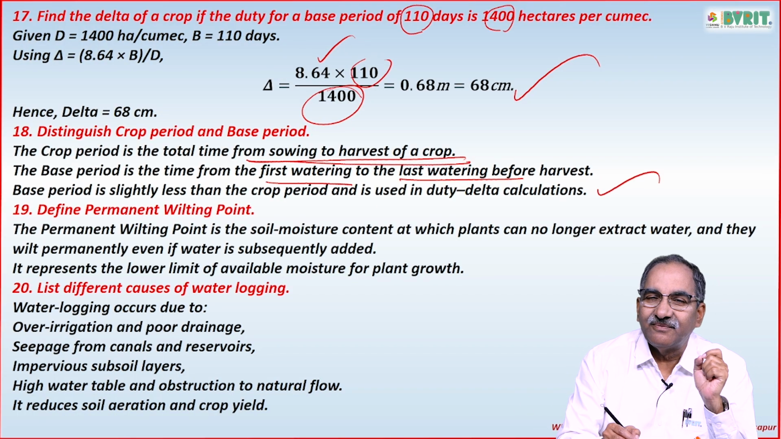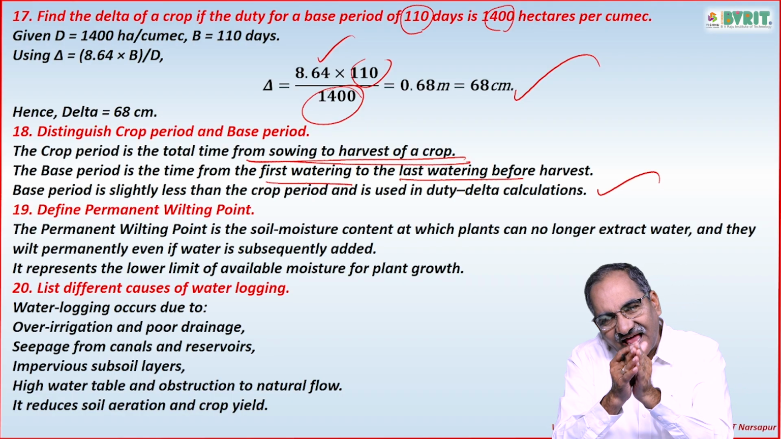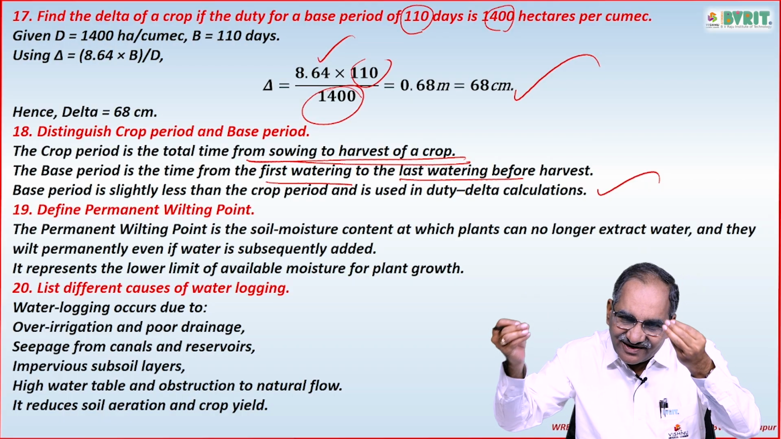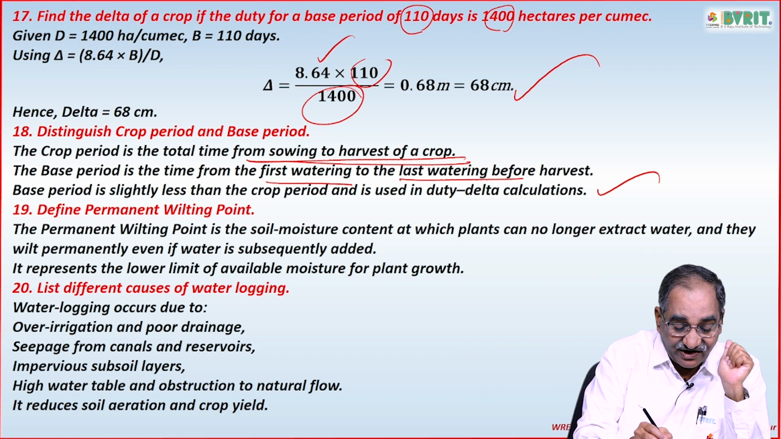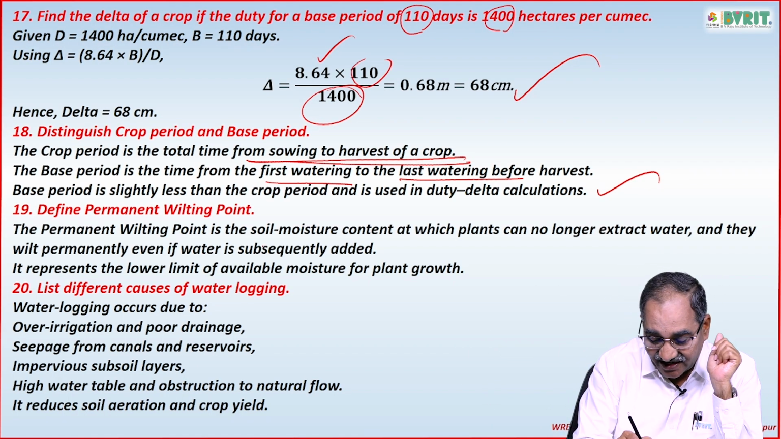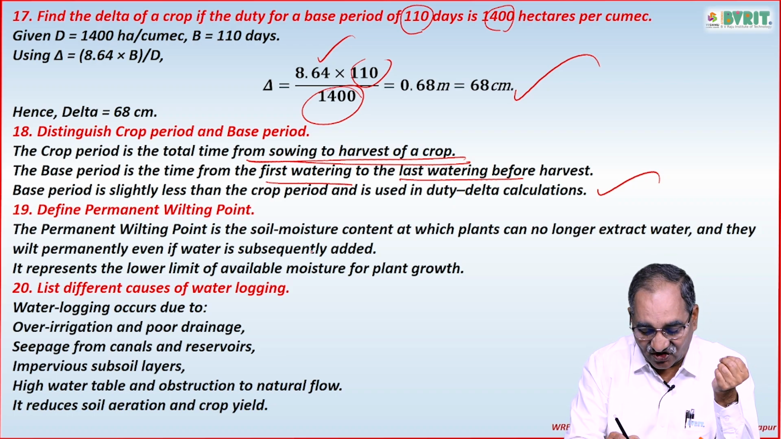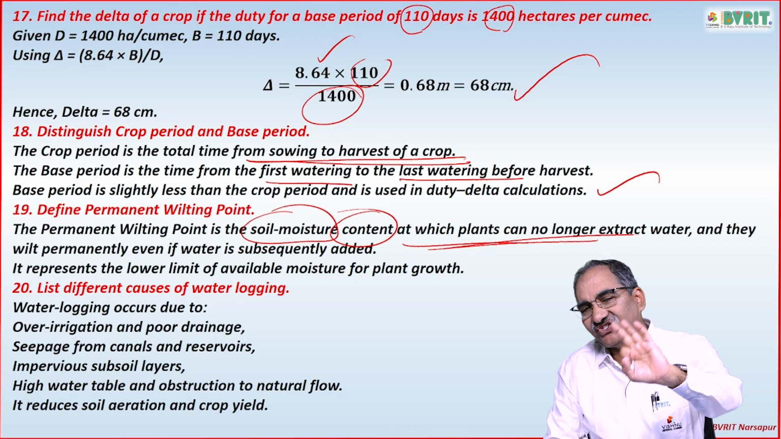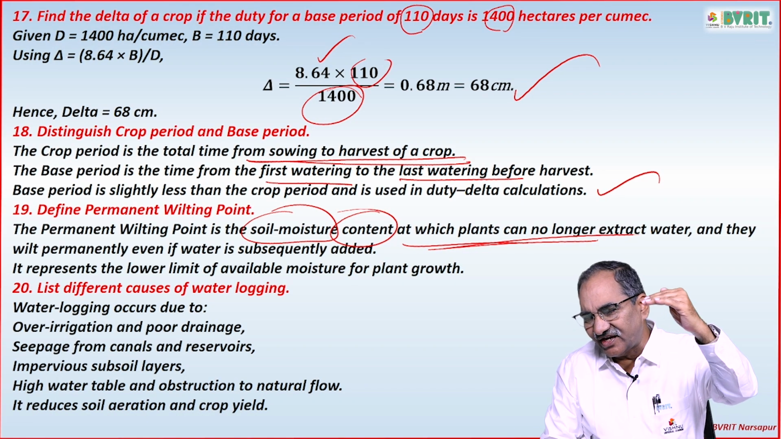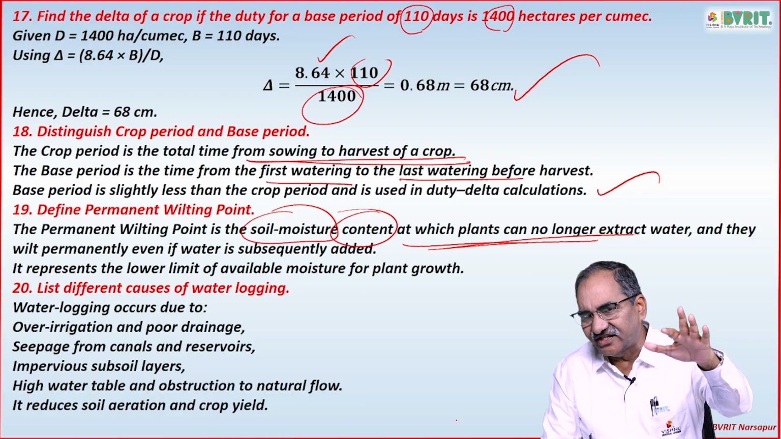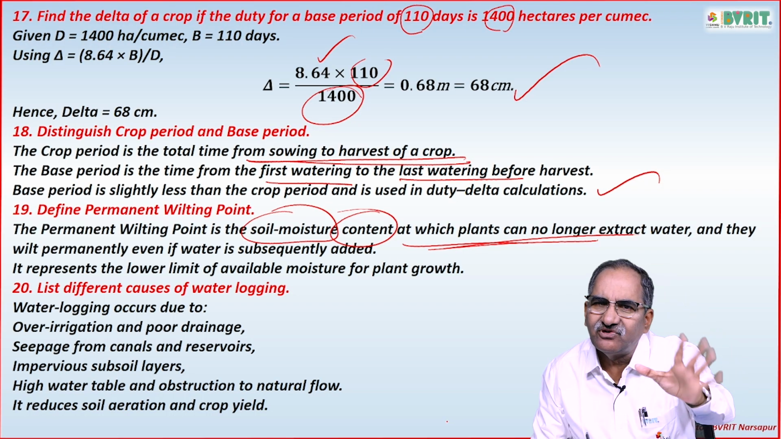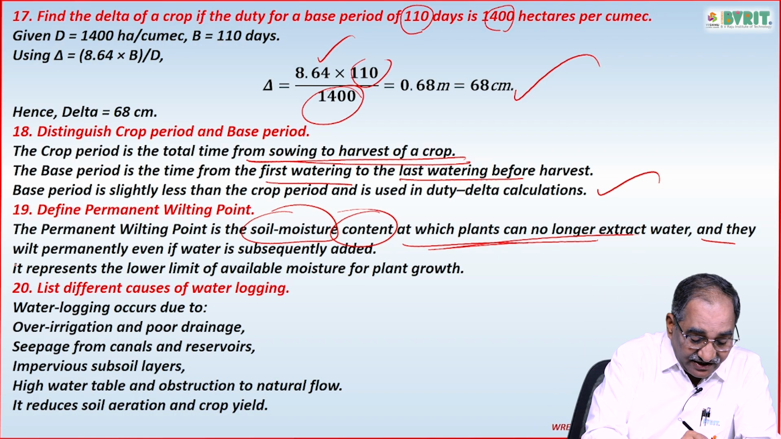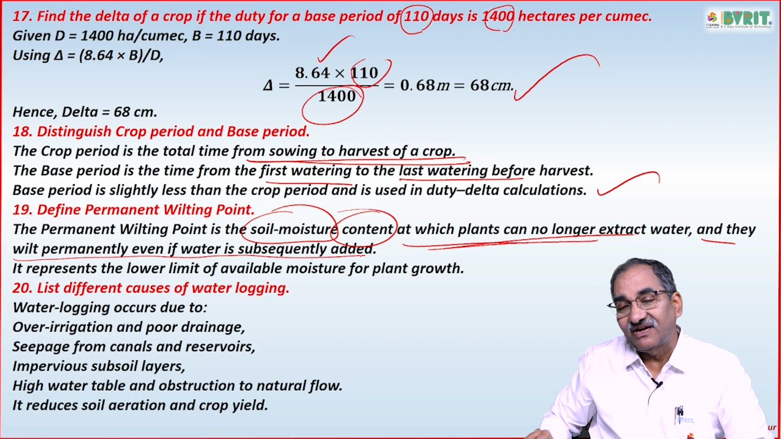Define permanent wilting point. Wilting means it is as good as slowly dying. Permanent wilting means permanently died. So what is it? It refers to the soil moisture content at which plants can no longer extract water. The soil moisture has reached such a state that the plant is no longer able to extract water from the soil, and it wilts permanently even if water is subsequently added.